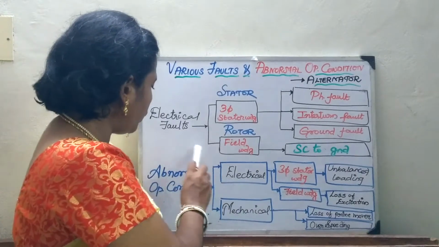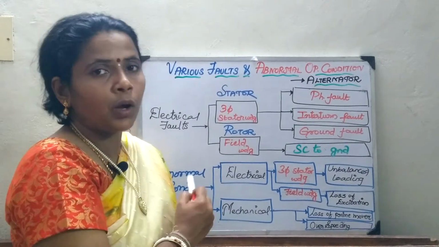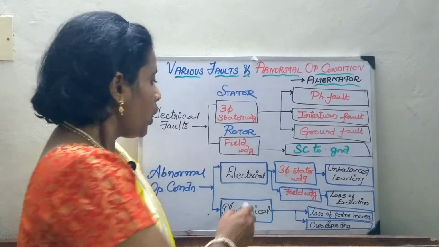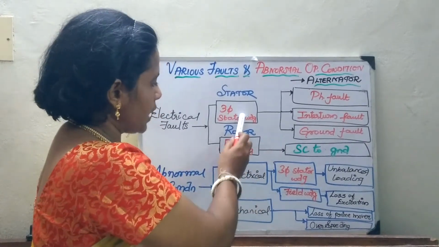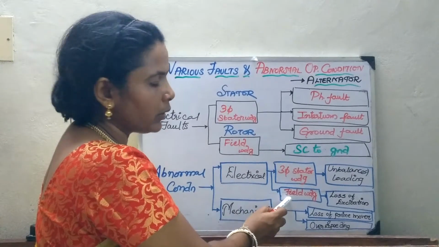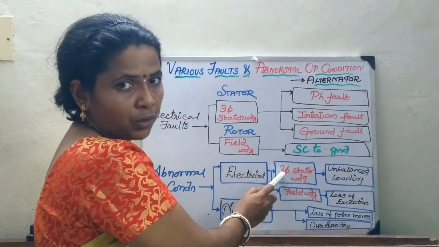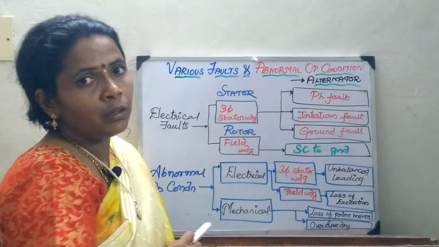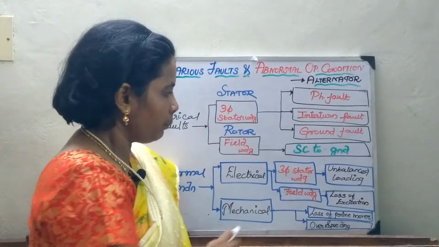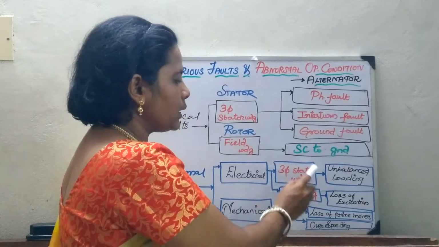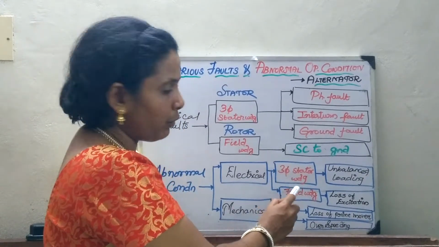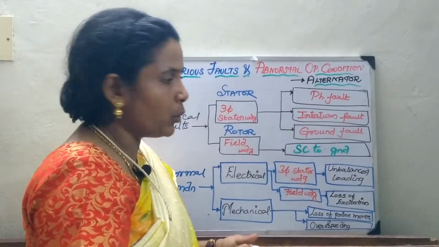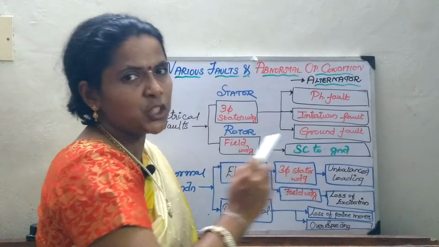Now, moving on to the abnormal conditions, these can be either electrical or mechanical. Whenever it is electrical, of course, the same concept applies: you can have it for the stator or the rotor. If it is a stator, protection has to be given to the three-phase stator winding, or else if it is a rotor, you have to protect the field winding of the rotor. If a fault occurs in the three-phase stator winding due to an abnormal condition, it can be due to unbalanced loading in each phase.